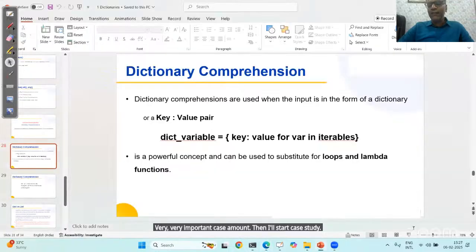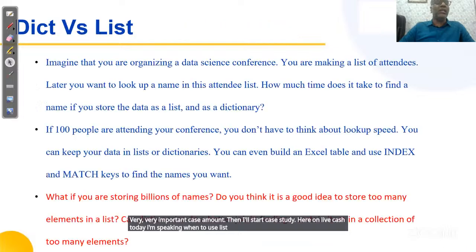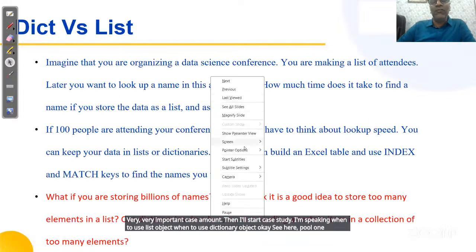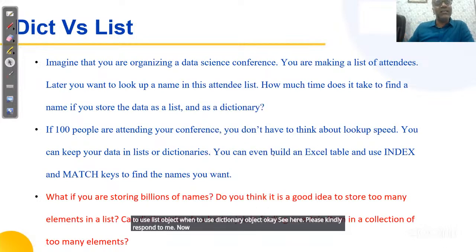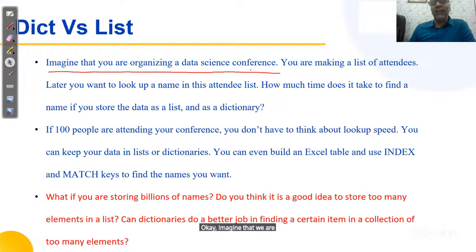Here, one live case study I'm speaking about: when to use a list object, when to use a dictionary object. Okay. See here, everyone, please kindly respond to me. Now, let us look at the case study. Imagine that we are organizing a data science conference. We are making the list of attendance.